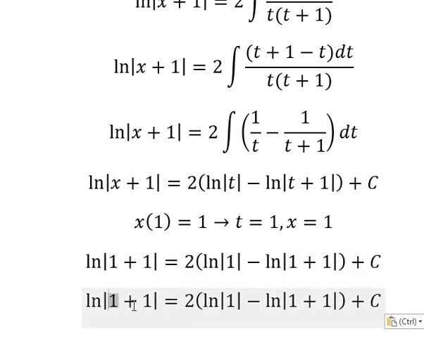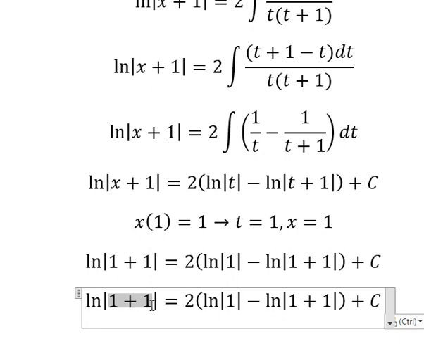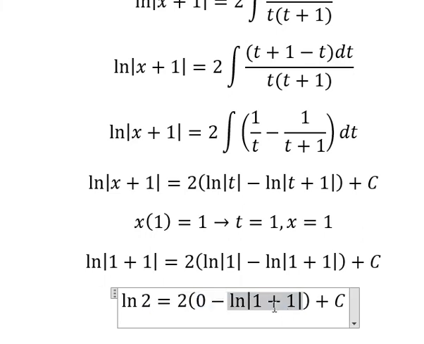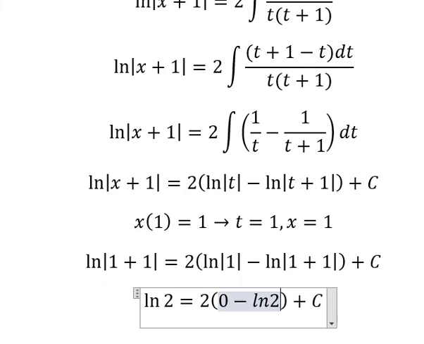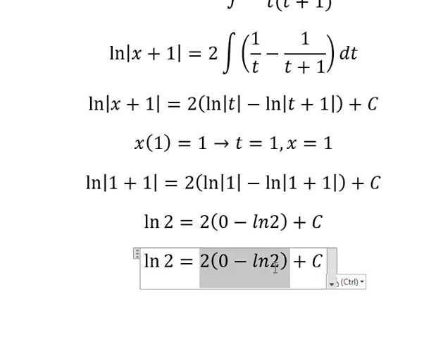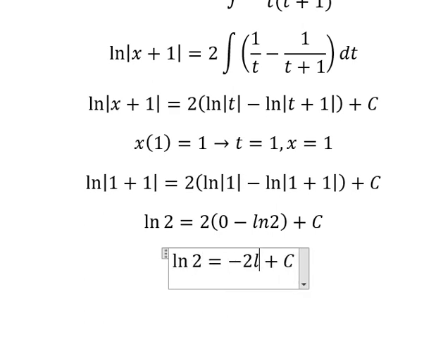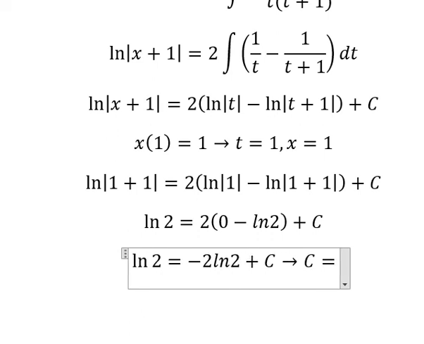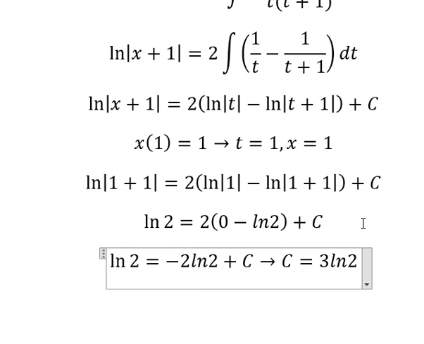So ln of 1 plus 1 is number 2. This one you get 0. This one we have ln 2. So we have negative 2 ln 2. And later we put this one to the left. And we have c equals 3 ln 2.